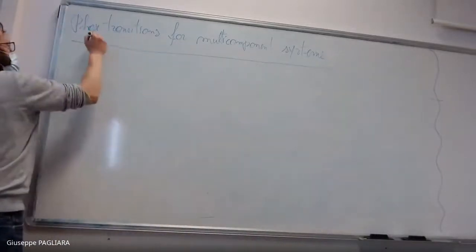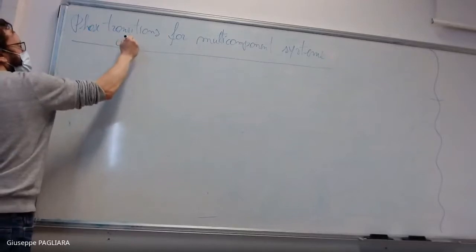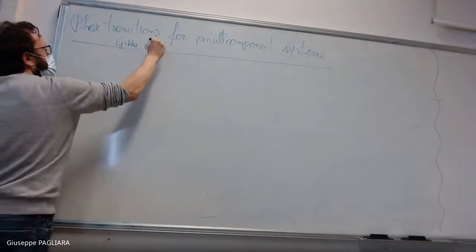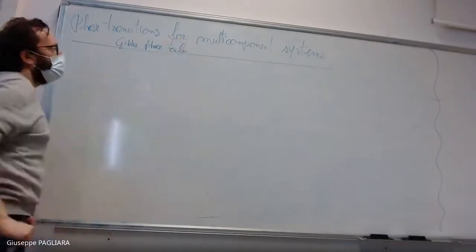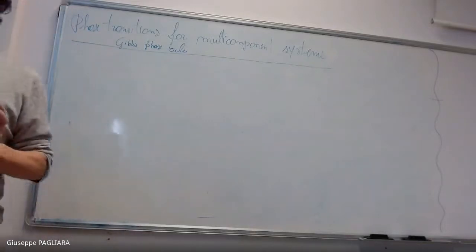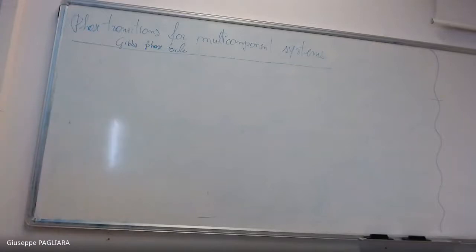The subject is Gibbs phase rule. This phase rule, as you will see, is a very simple rule that determines how many parameters you need to describe your multi-component system, or basically what the structure of the phase diagram could be: if you can have a triple point, how many phases you can have at equilibrium, and so on and so forth.